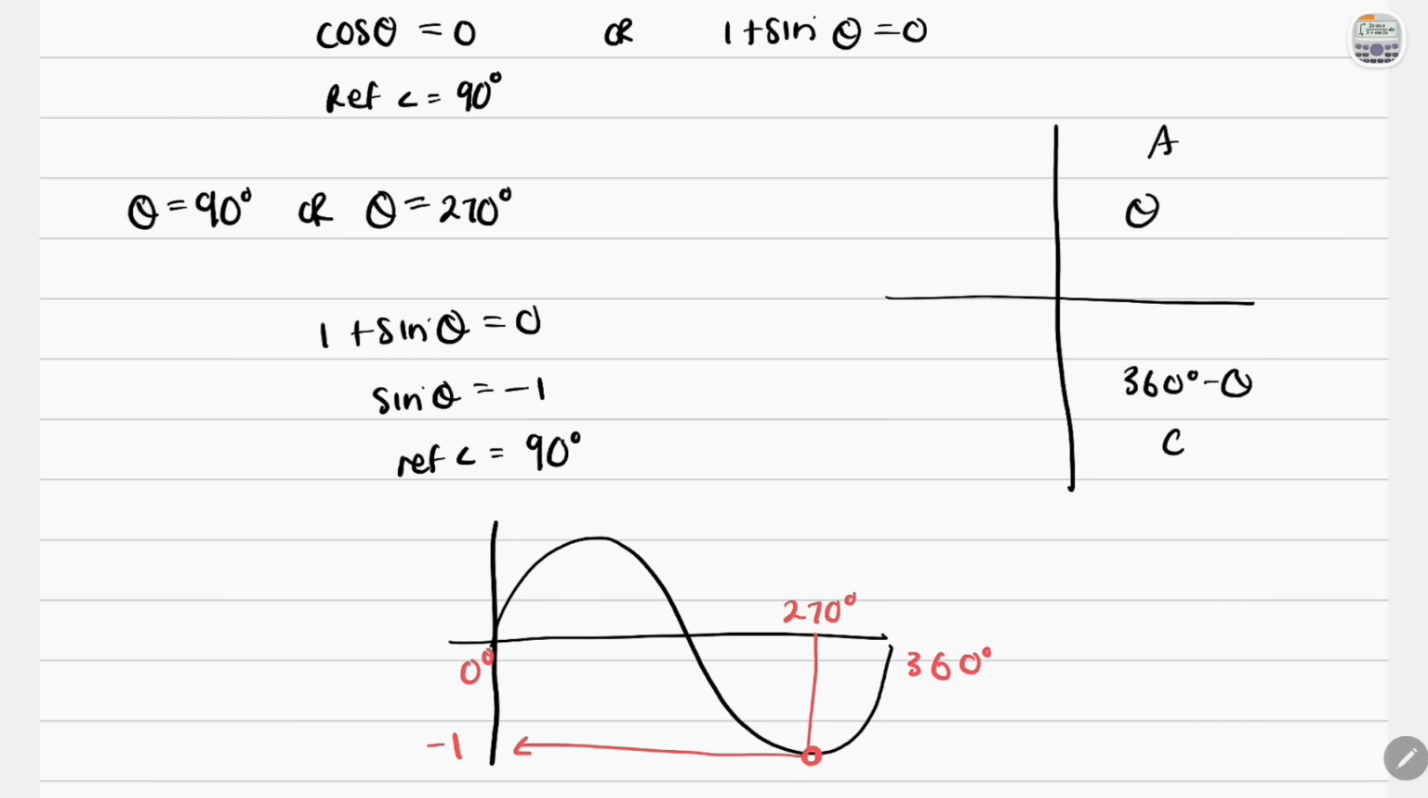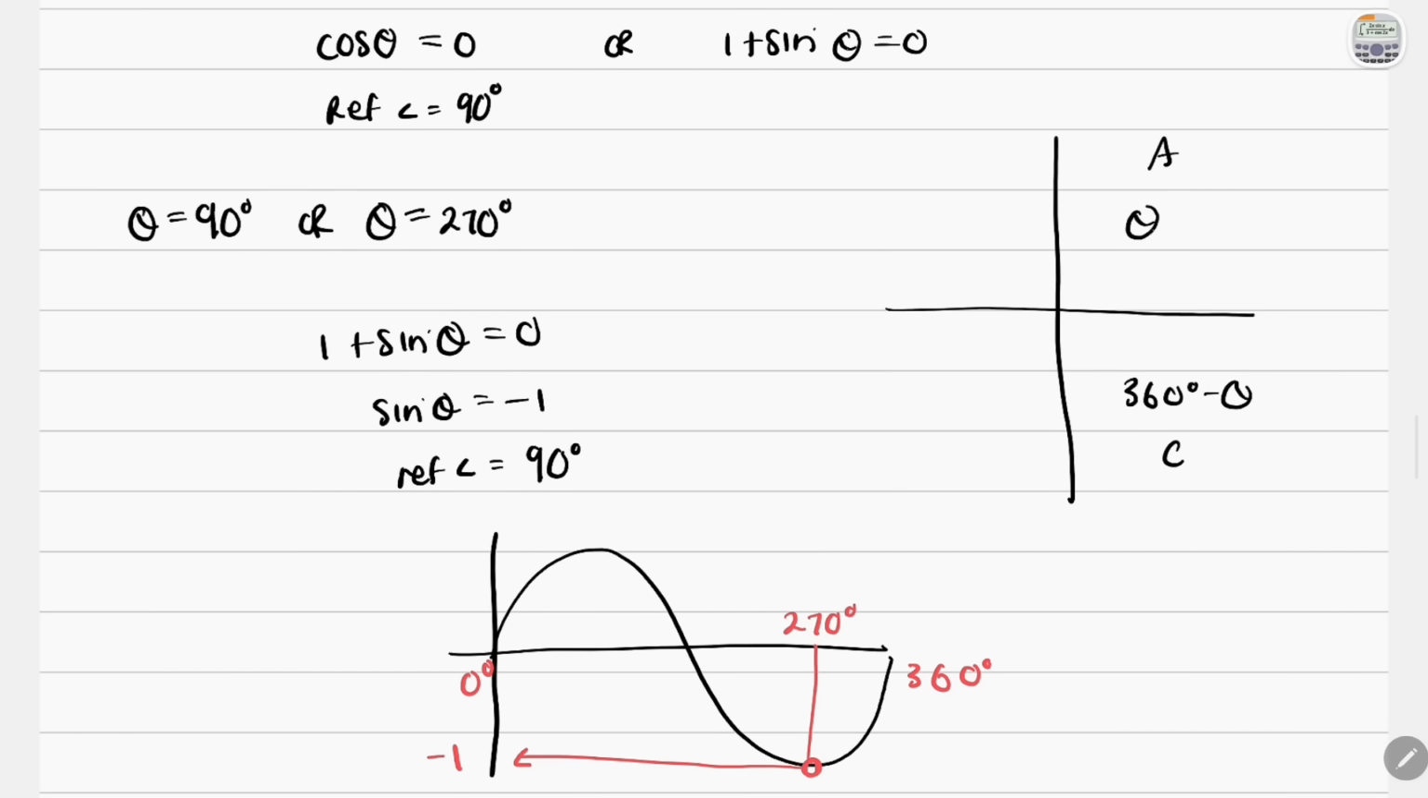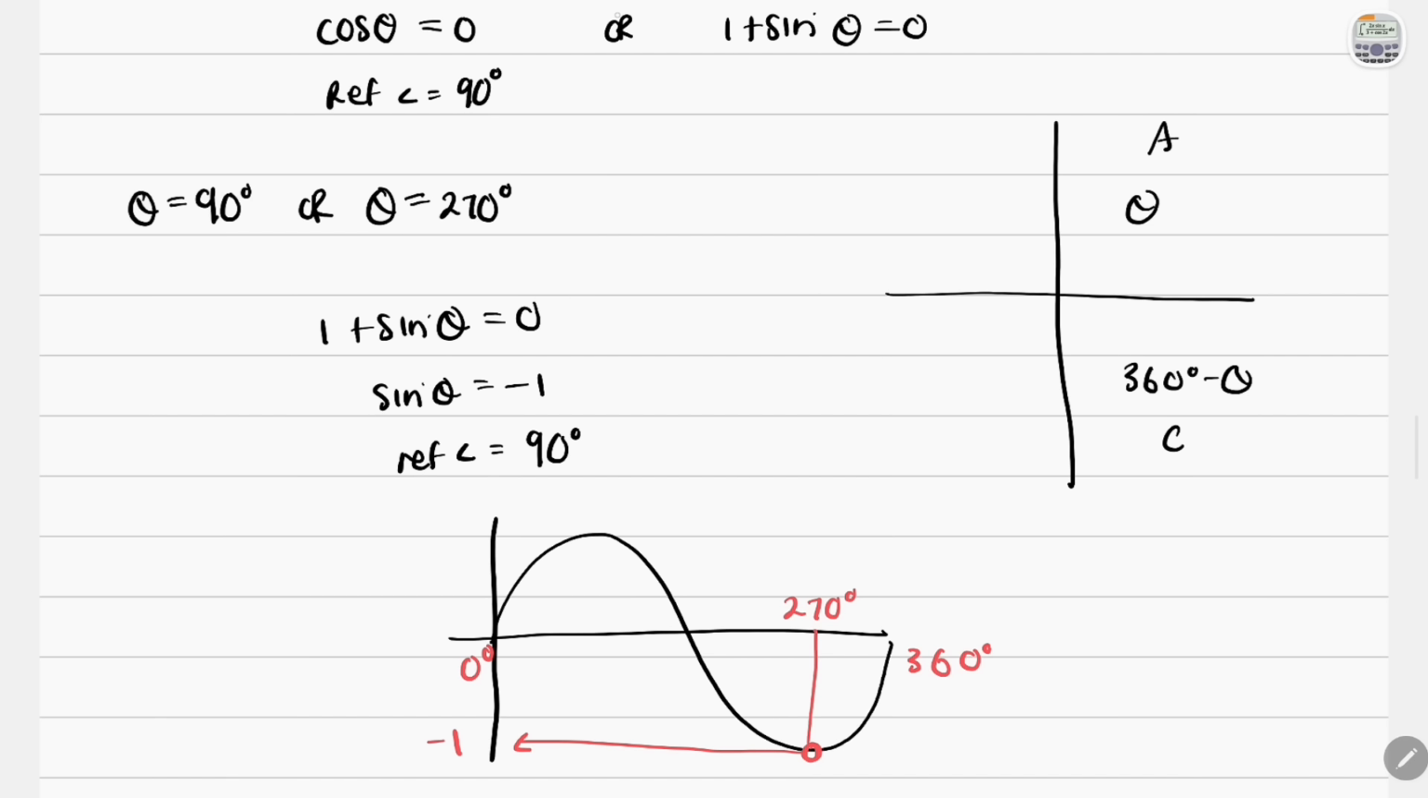If you use the cos diagram, you see how you would still get to this same answer. You get to these two answers actually, because your reference angle is 90 degrees. Then you would need to find out where sine is negative. Sine is negative in the third and the fourth quadrant. This reduction here is 180 degrees plus theta. This one is 360 degrees minus theta. Well, 180 degrees plus 90 degrees is 270 degrees. 360 degrees minus 90 degrees is also 270 degrees.